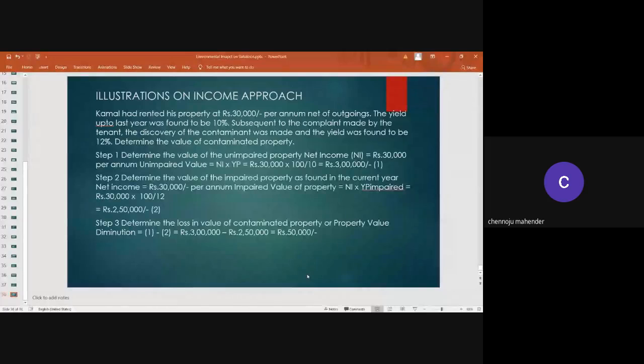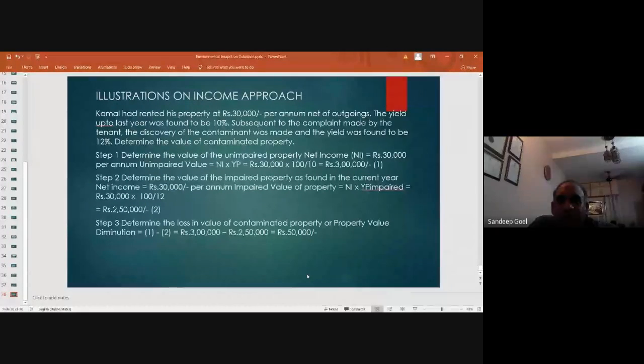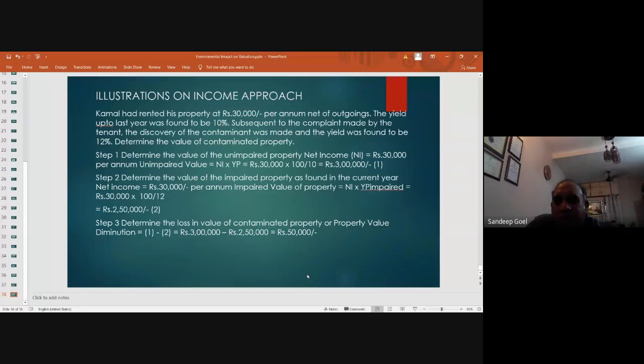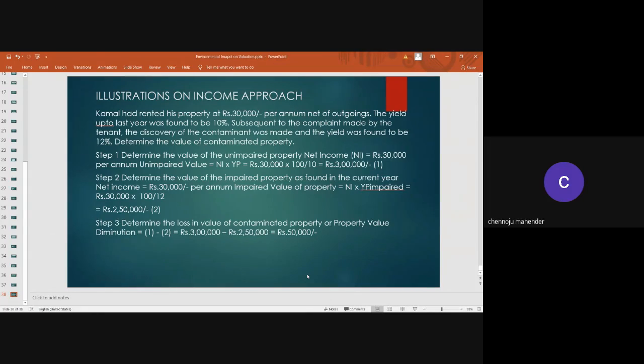Sir, why should we calculate on 30,000? Why shall we not calculate on 3 lakhs? If the question is given like this, you don't change it. If you change the question directly, then what will your answer be? You have to move as per the question's requirement. That is the foremost thing: what the question is asking and what is given in it. Determine the value. The contaminant was discovered and the yield was found to be 12%.